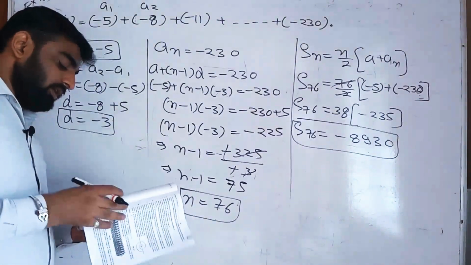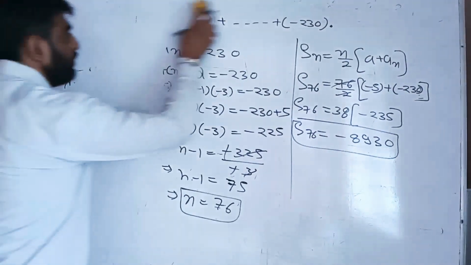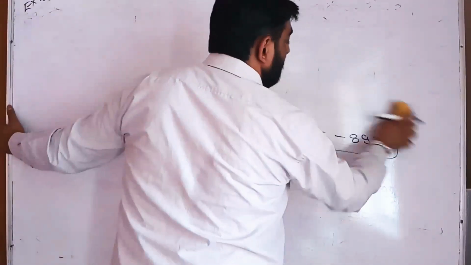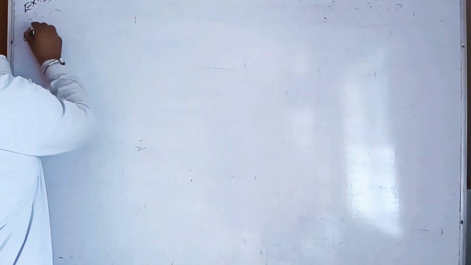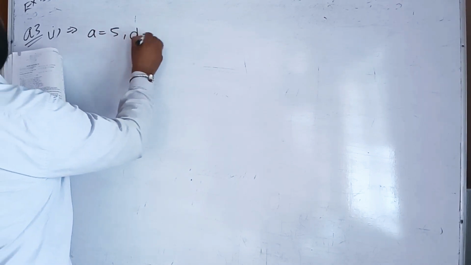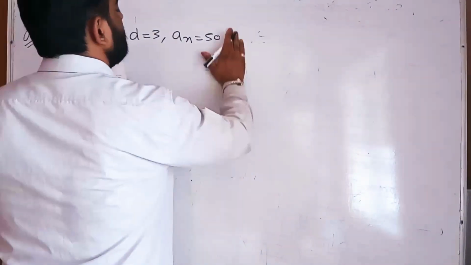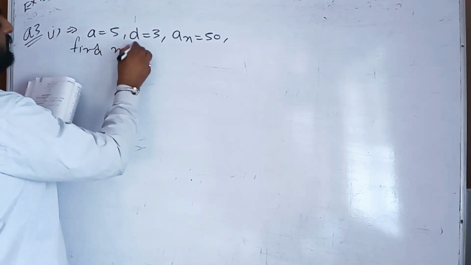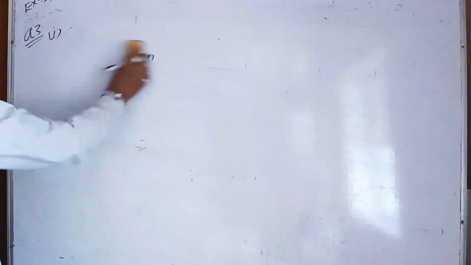Now we move to question number 3, students. Just read the question. Many values are given, many terms. You have to find the value from the given terms. The first part has A equals 5, D equals 3, AN equals 50. We have to find N and SN. This type of question we have already done, students, so we skip it.